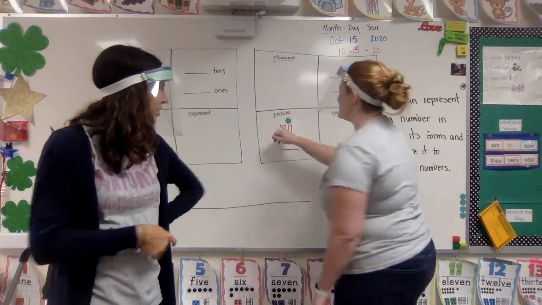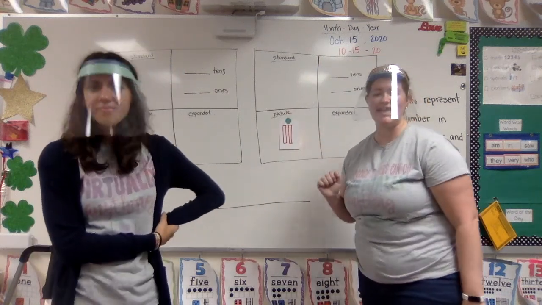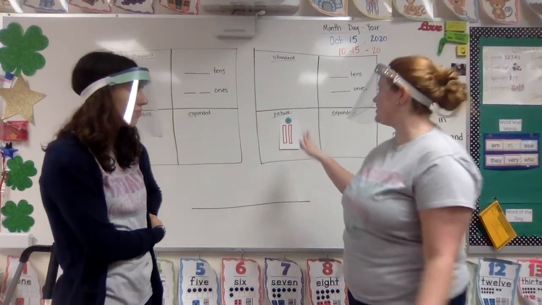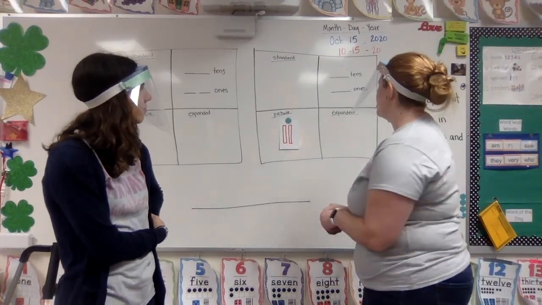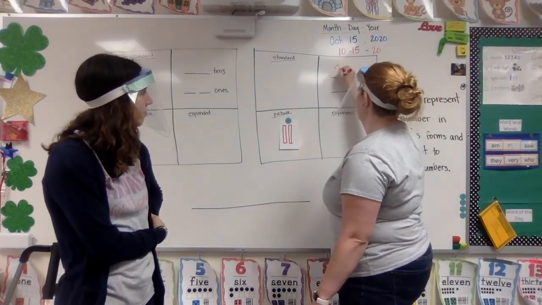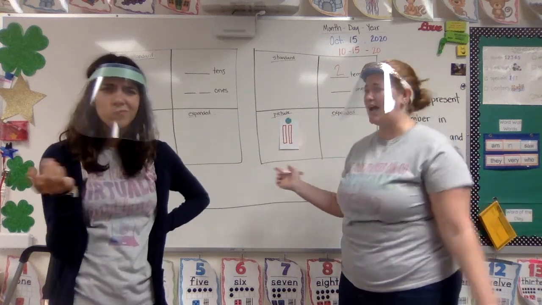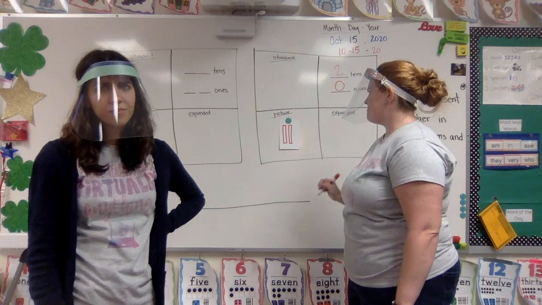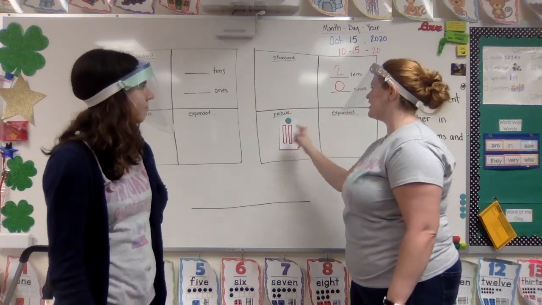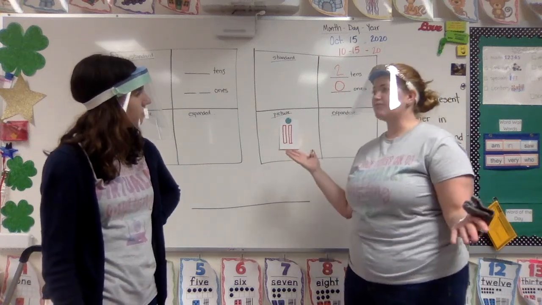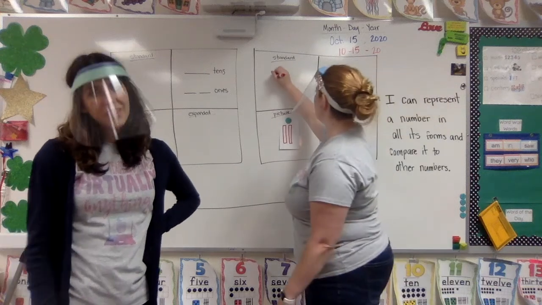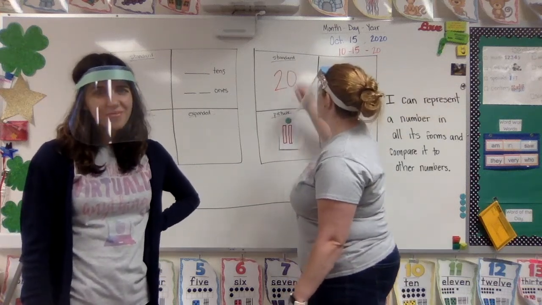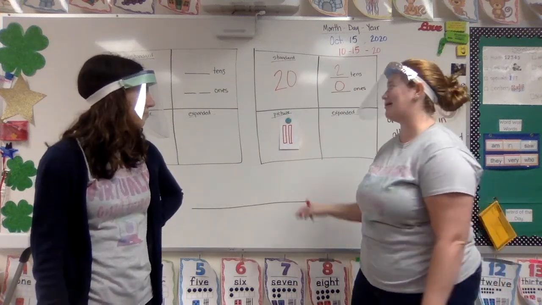Ooh, it's the picture form version of this number. Miss Lime, how did you know that? I know that because these are 2 base 10 blocks, and they're both tens. So I have 2 tens, and I don't have any ones. There are no ones drawn, so I'm going to put a 0. 2 tens and 0 ones, that's 20. My standard form of this number is 20, and I can double check by counting.